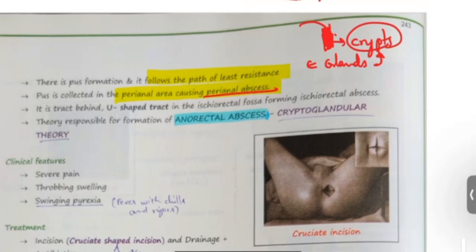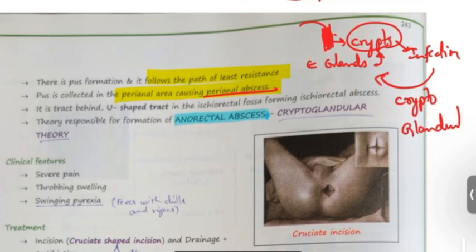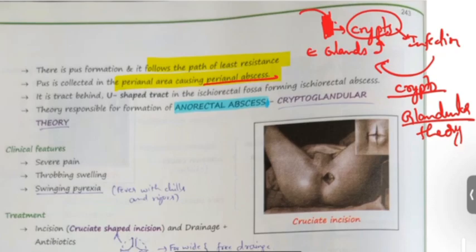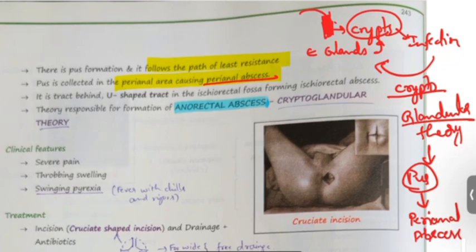So if there is any infection from these crypts, it will spread to the gland, hence this is called the cryptoglandular theory. Crypt to glands, the spread of infection is called the cryptoglandular theory. And once this infection spreads, there will be pus formation, and this pus will reach the perianal region and then lead to an abscess. Hence it is called a perianal abscess.